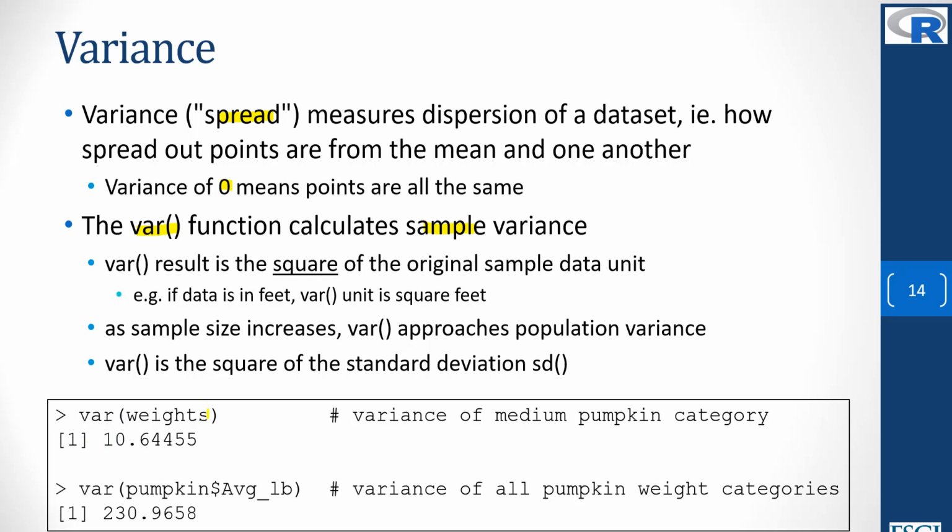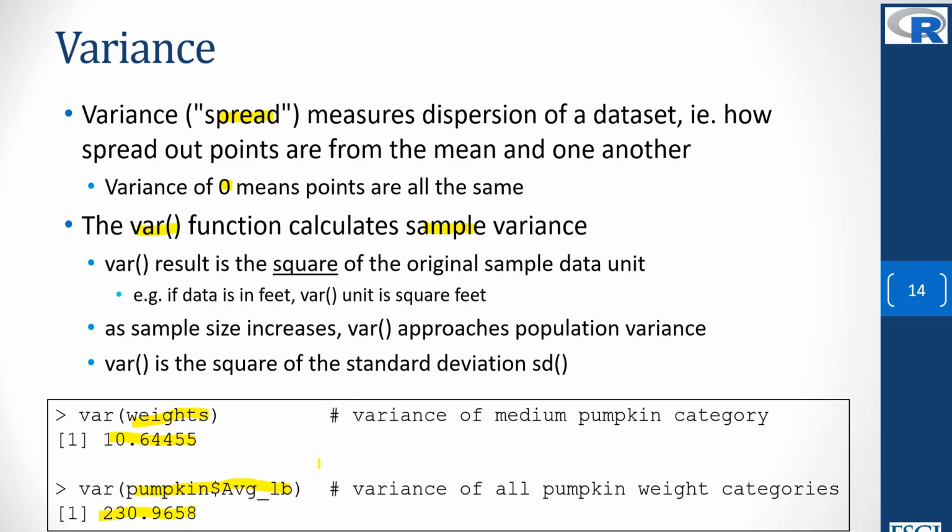In the examples here, we're using the weights vector, our medium category pumpkin weights, and the variance of that vector is about 10.5. If we look at the variance of the entire distribution of the pumpkin weights, you see we get a pretty high variance value of almost 231.